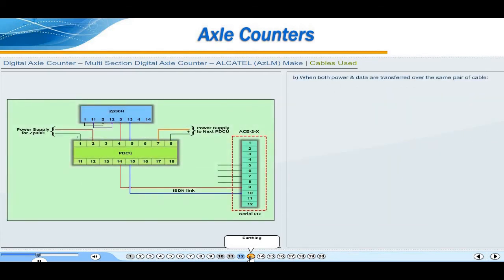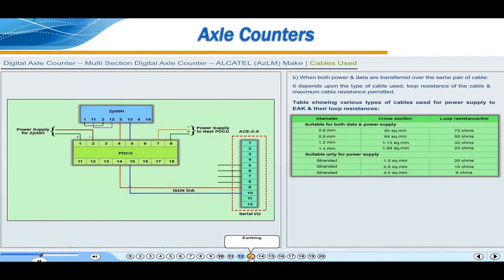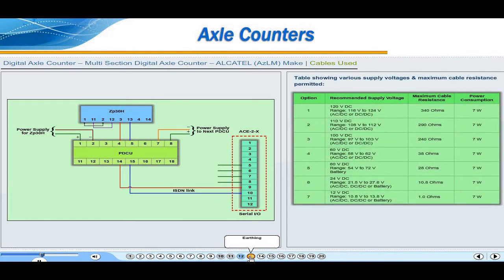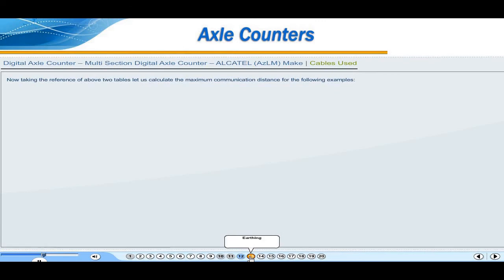When both power and data are transferred over the same pair of cable, it depends upon the type of cable used, the loop resistance of the cable, and the maximum cable resistance permitted. Table showing various types of cables used for power supply to EAK and their loop resistance. Table showing various supply voltages and maximum cable resistance permitted. Now, taking the reference of the above two tables, let us calculate the maximum communication distance for the following examples.